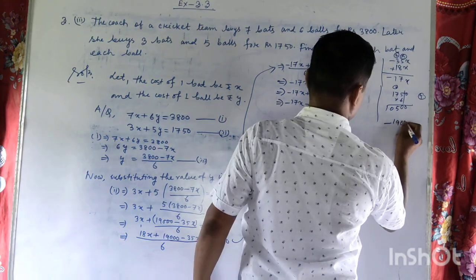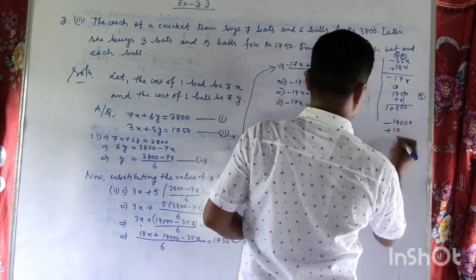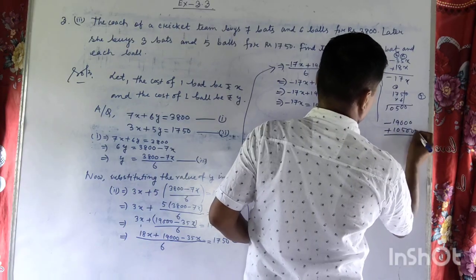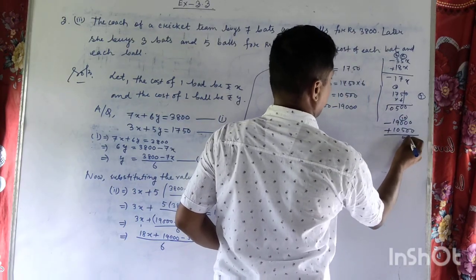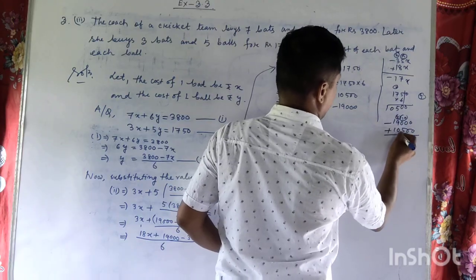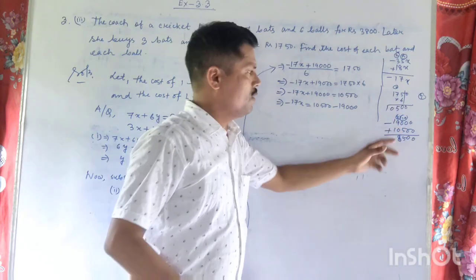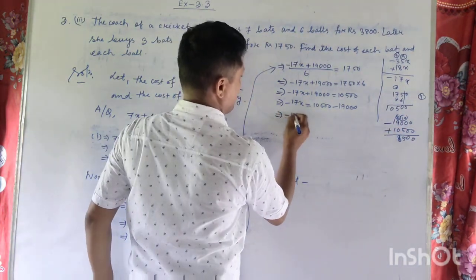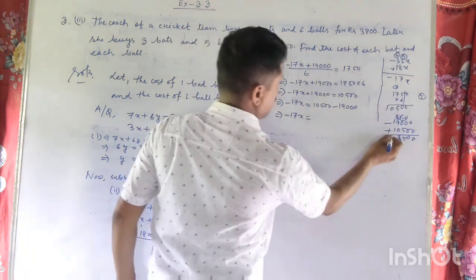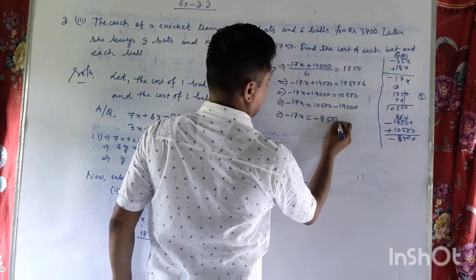From 19,000 we have to subtract 10,500. Then 0 put here. Here 10 minus 5 means 5. There will be 8. 8 minus 0, 8. And here 1 minus 1 means that is 0. So we'll get here minus 17x is equal to minus 8,500.